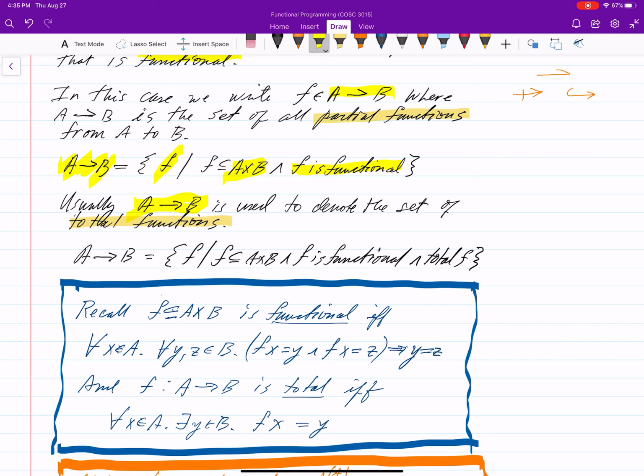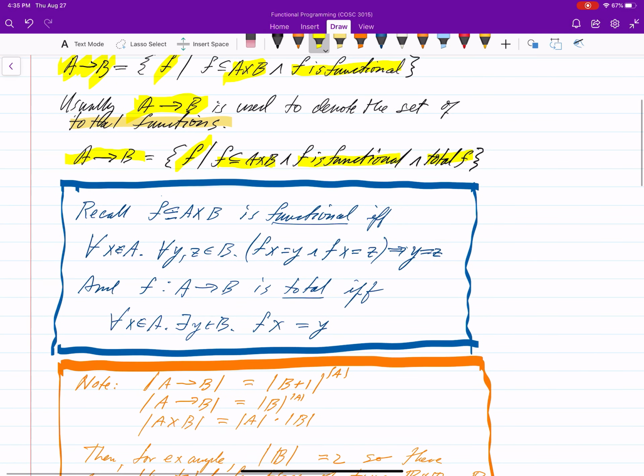Now, if we're talking about total functions, then we use this. And so then we do the same kind of thing. We can define the set A arrow B to be the set of all f, such that f comes from A cross B, f is functional, and f is total.